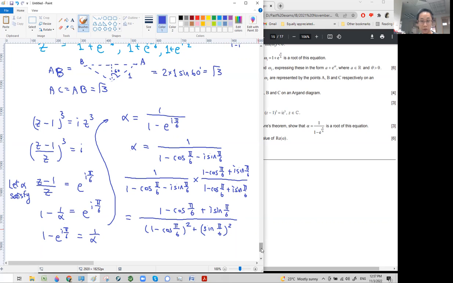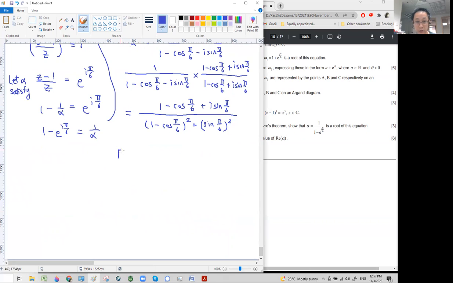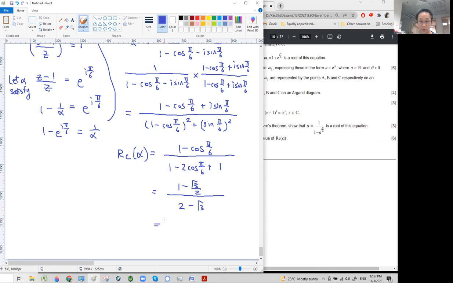And I'll just drop the imaginary part at this point. So 1 minus cos pi over 6. And when you expand the bottom, you'll have 1 minus 2 cos pi over 6 plus cos squared pi over 6, which will become 1 when you add that cos squared pi over 6 with sine squared pi over 6. Now I think you have to rationalize. There's 2 minus root 3. Well, actually, the 2 minus root 3s are identical, so they cancel out nicely. And half is the final answer, and I think that's the correct final answer.